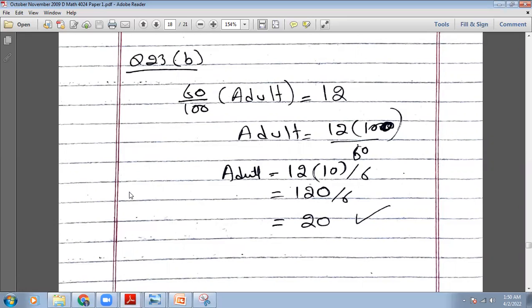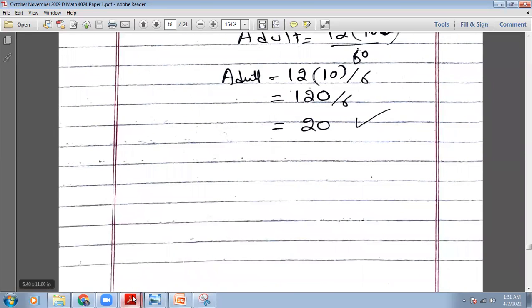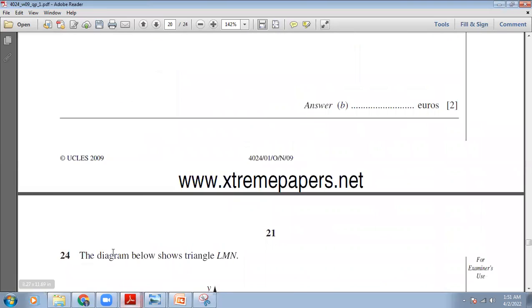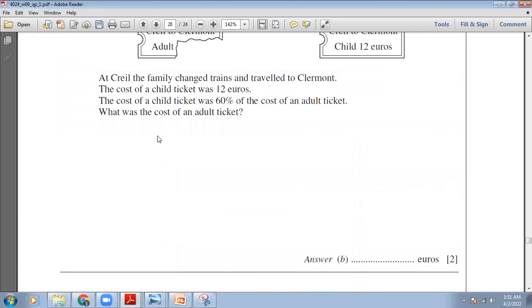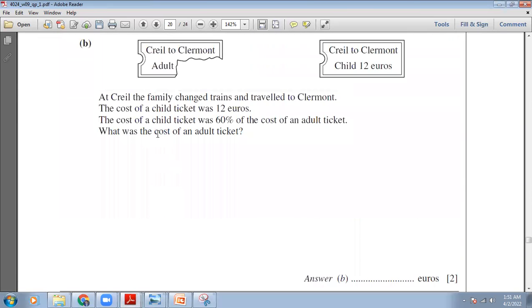So you will have 0 and 0 will be cancelled with each other. So you have 12 multiplied by 10 divided by 6. So 120 divided by 6, and that will be 20. So the adult ticket is 20 euros.